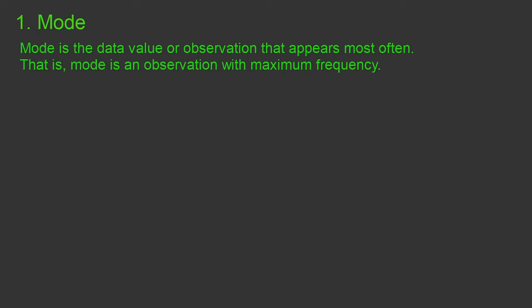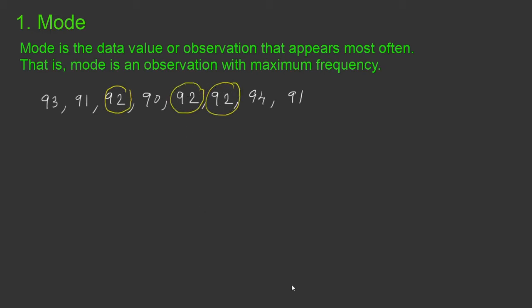For example, if the marks of Hari in maths exams out of 100 are 93, 91, 92, 90, 92, 92, 94 and 91, then 92, which appears 3 times, is more frequent. Thus, the mode here is 92.